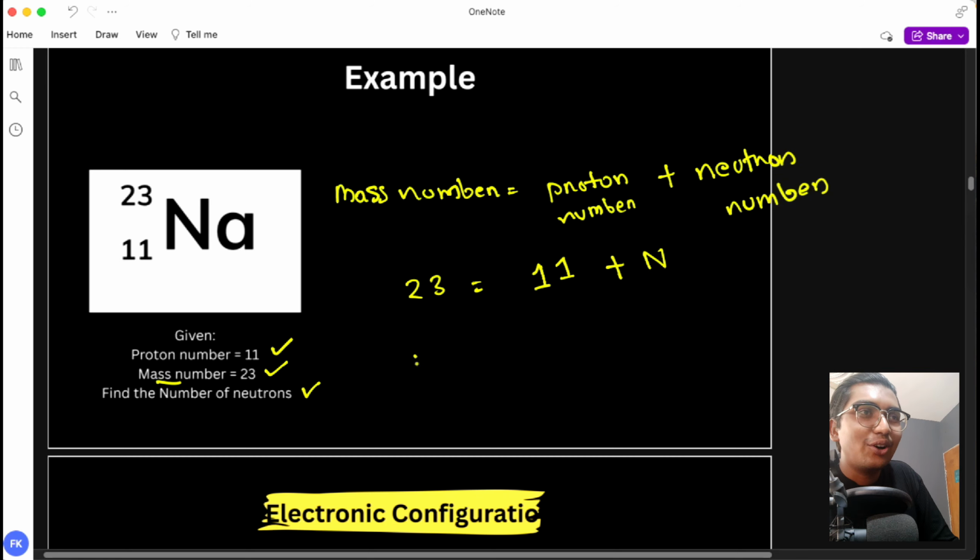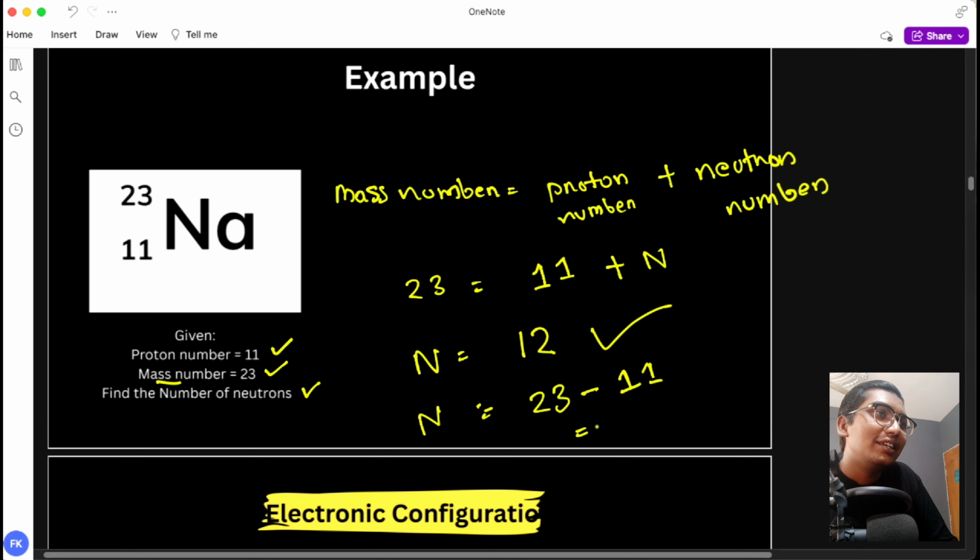Okay, so what should be your answer? If your answer is 12, it's correct. How would you find this? You just shifted the 11 over there. 23 minus 11 is 12.